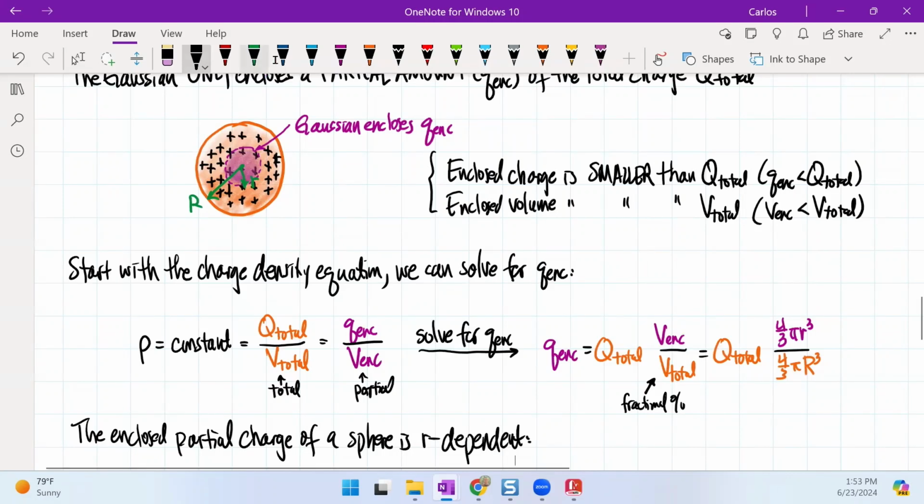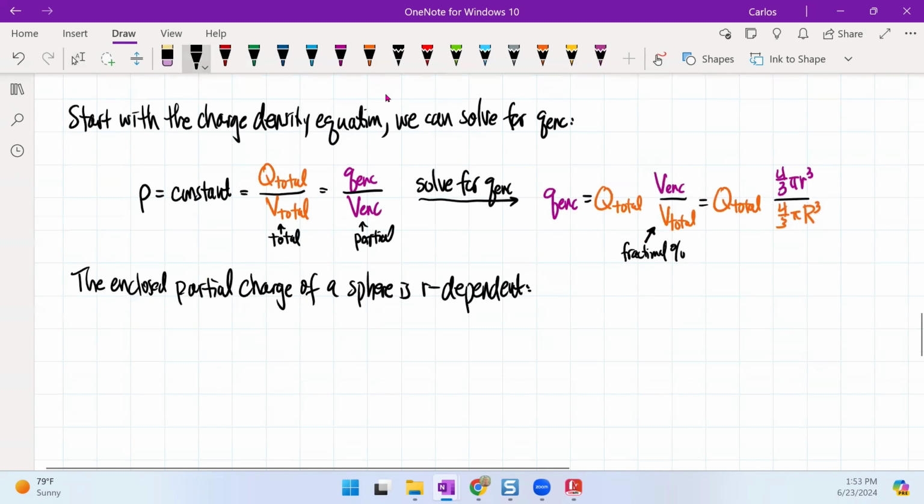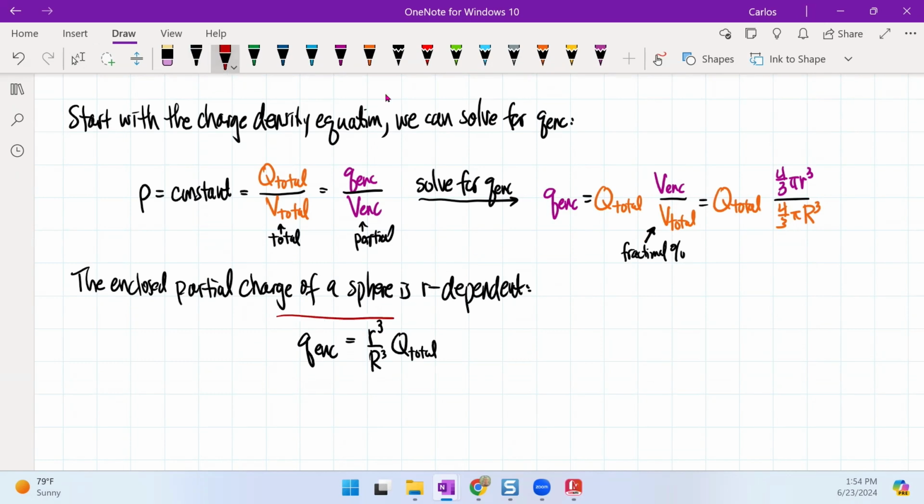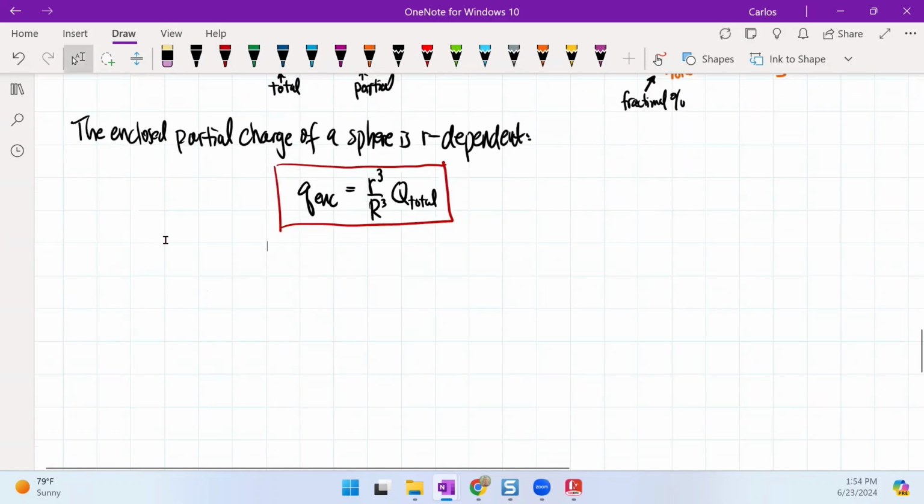We'll get more into the physics of why that is, but here's what we're seeing: the enclosed charge is going to be r cubed over big R cubed, which is less than 1, times the total charge here. So that's my enclosed charge for my sphere. Now let's repeat the process for a uniformly charged cylinder.